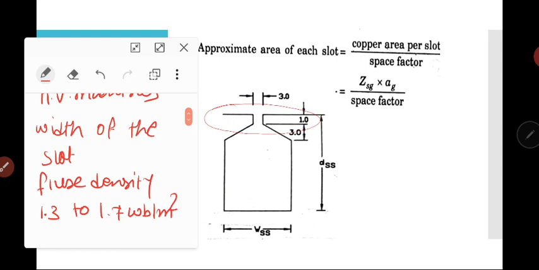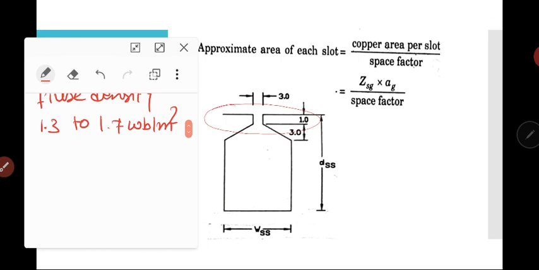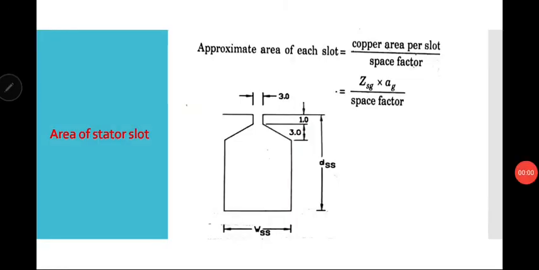The width of the slot should not be too large, as it results in narrow and deep slots. Deeper slots give a large value of leakage reactance. In general, the ratio of slot depth to slot width should be between 3 and 6. So the ratio we have to take is between 3 and 6. That's how we can find the area of stator slot.